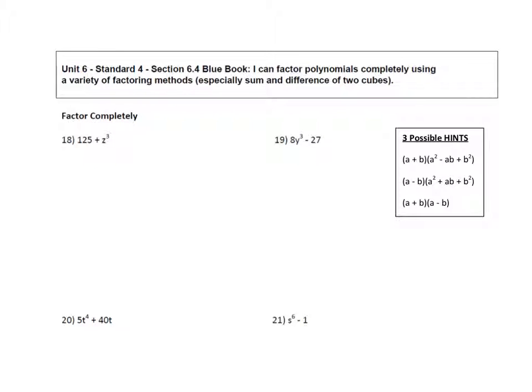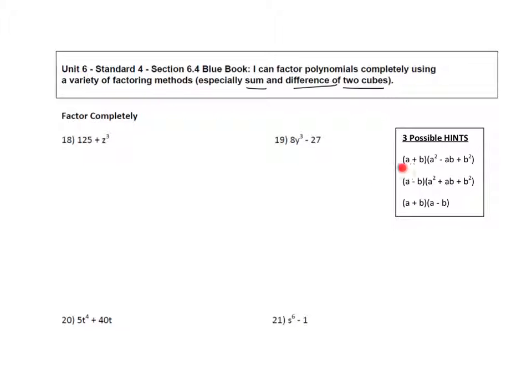All right, this learning target is 6.4. It is on factoring polynomials using a variety of factoring methods. More importantly, we're going to go over the new factoring methods, which are sum and difference of two cubes. So you're going to be given these two formulas, which are over here, these possible hints.